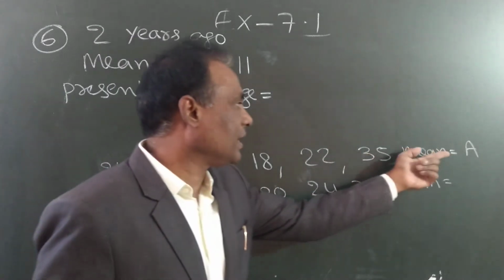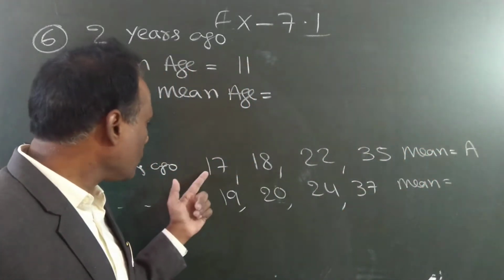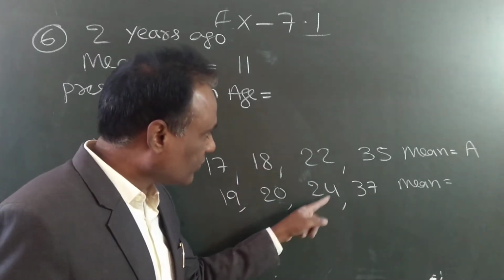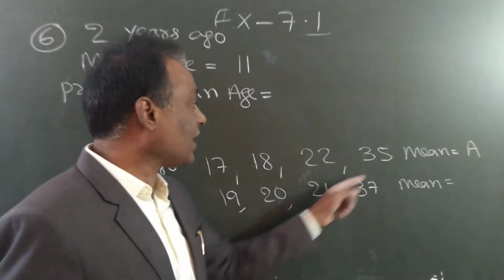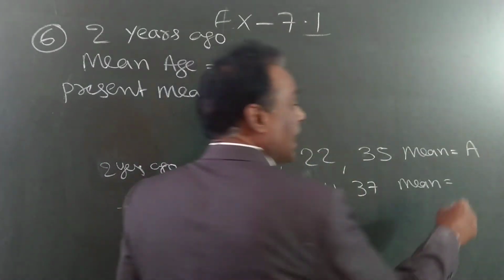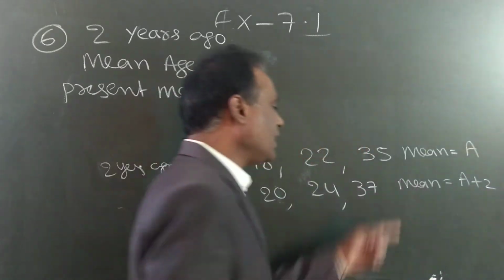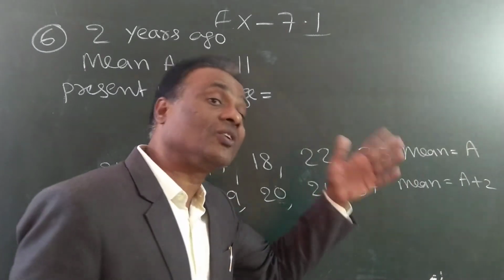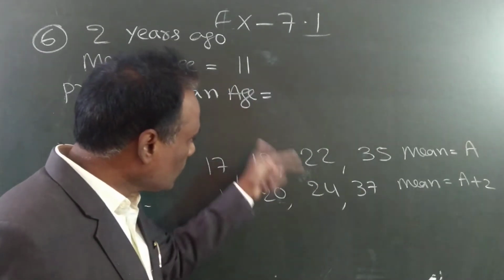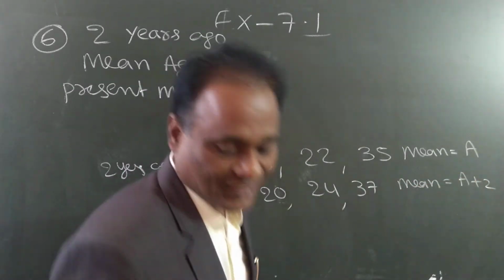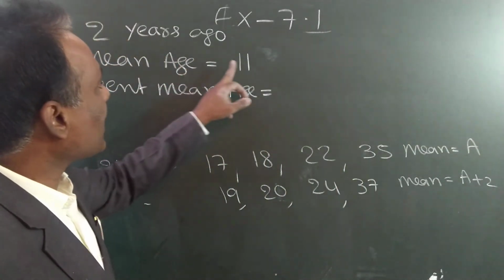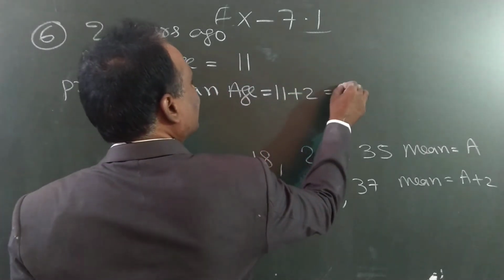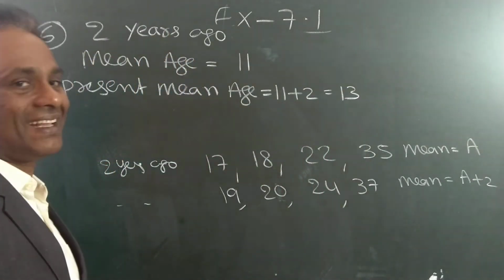If you know this old mean, new mean directly we can write. Because if 2 is added to the 17, for this also 2 is added, for this also, for this also. If 2 is added to each, the mean also will be added with 2, a plus 2. Suppose if mean of this is say, for example, 25, then mean of this new numbers will be 27. Numbers 2 difference means mean also 2 difference. So here, 2 years back mean is 11 means present mean will be 2 years added. 13. Present mean is 13.